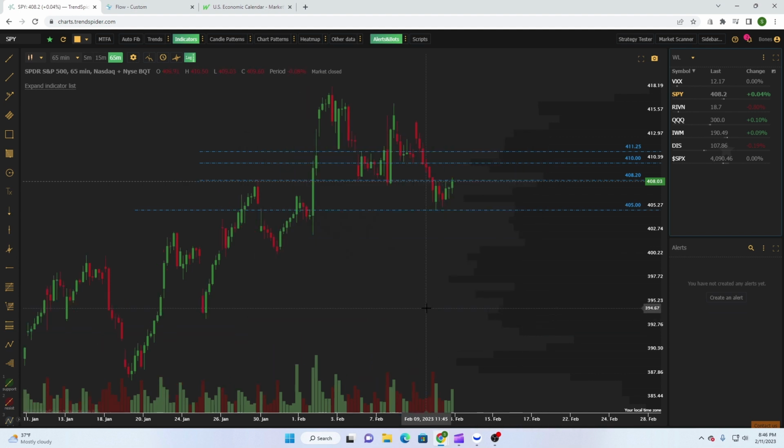So what I'm doing on the hourly is giving me those bigger time frames, being able to see a little bit better. Then I'll break it down a little bit further on the 15-minute to know the very specific levels that I am looking for.